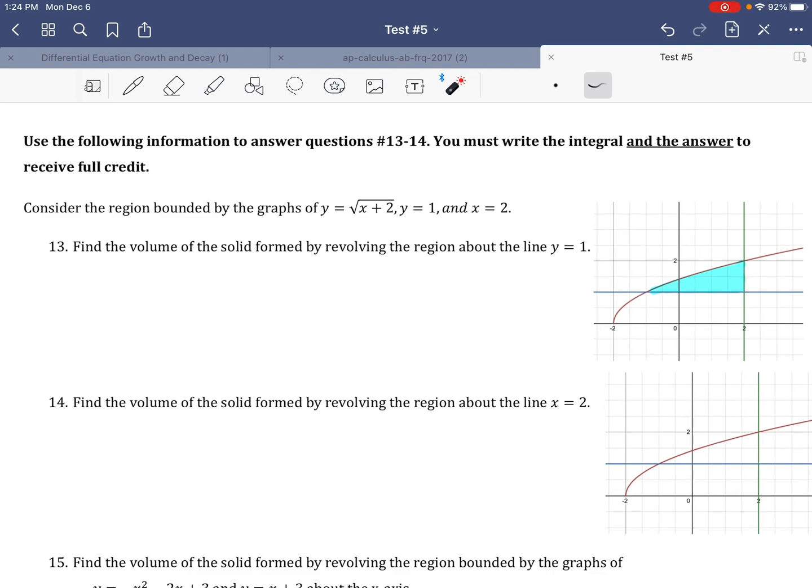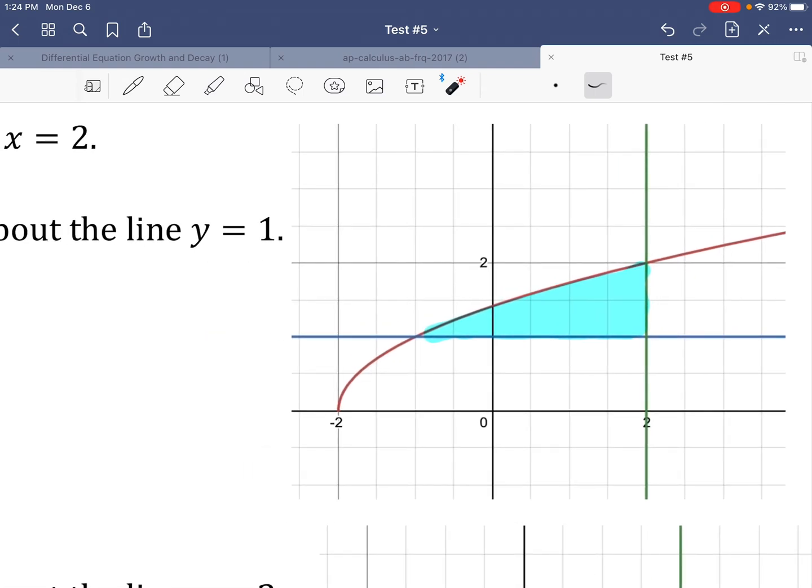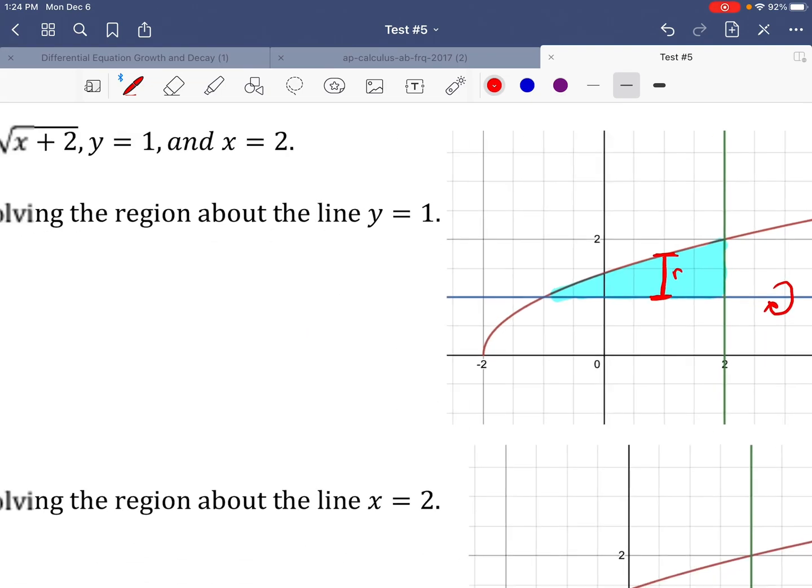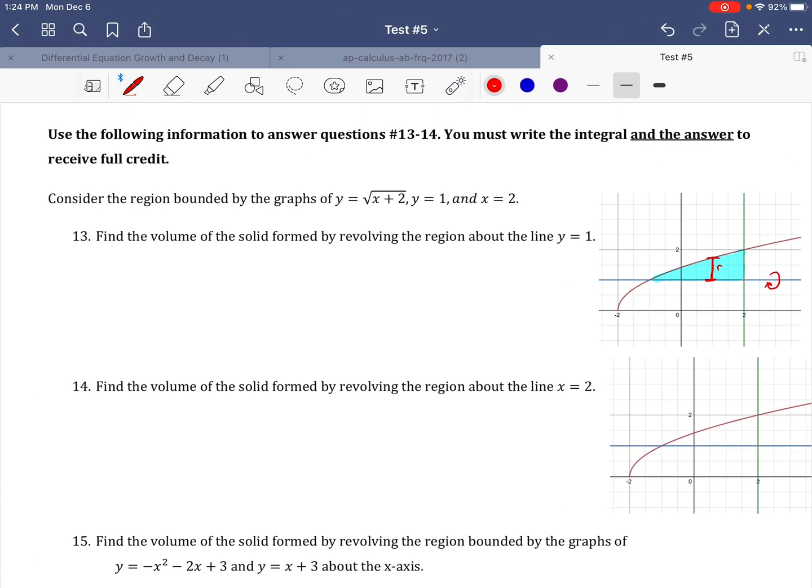walls. So for 13, it says we're going to revolve around the line y equals 1. So we need to denote what we're spinning around. What we notice is this is a disk method because this is totally adjacent from my shaded region to the spinning axis. What I need to do is go in and draw my radius. The radius goes from the curve to the axis of revolution. I'm going to label it. There's only one. That's another reason we know this is the disk method.